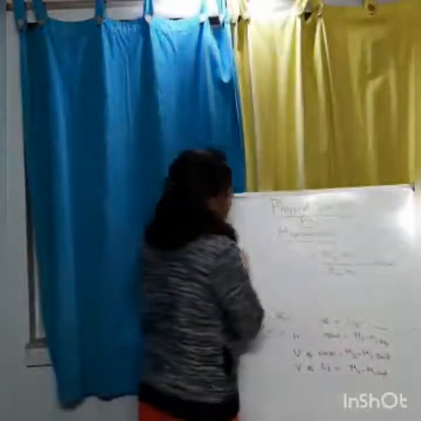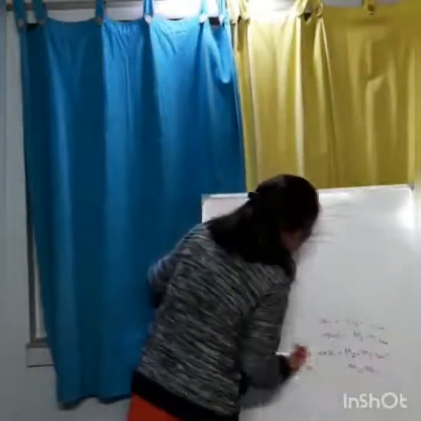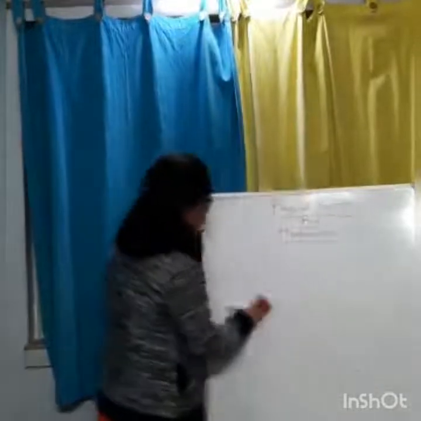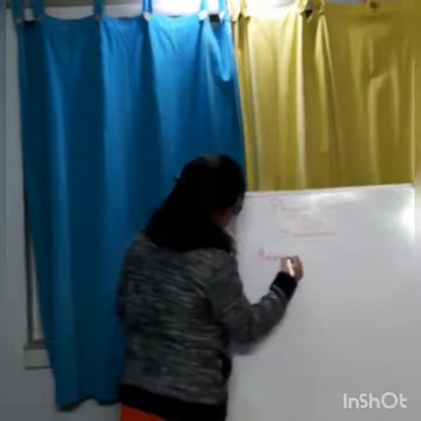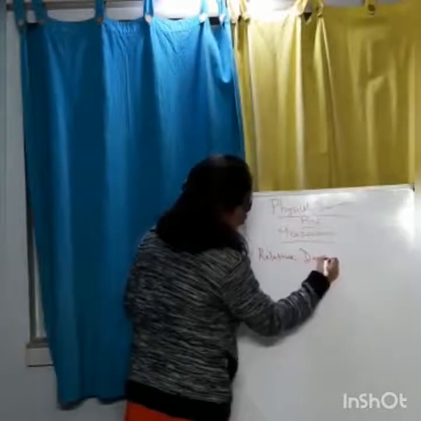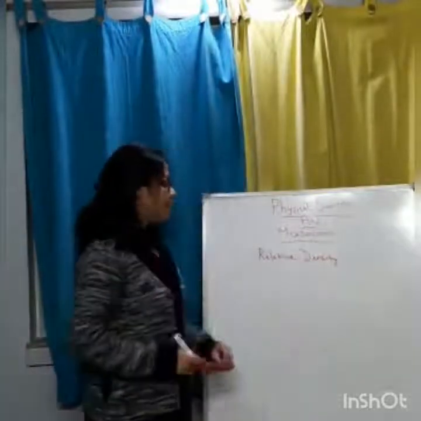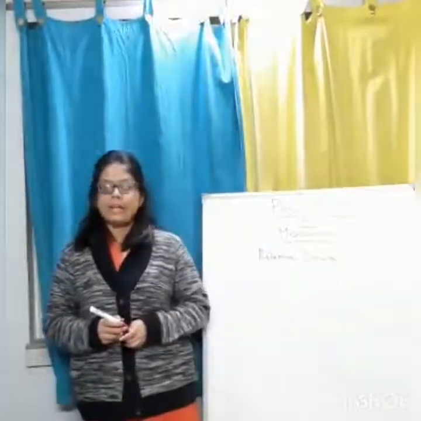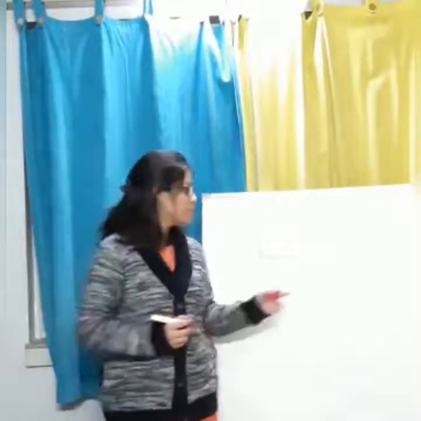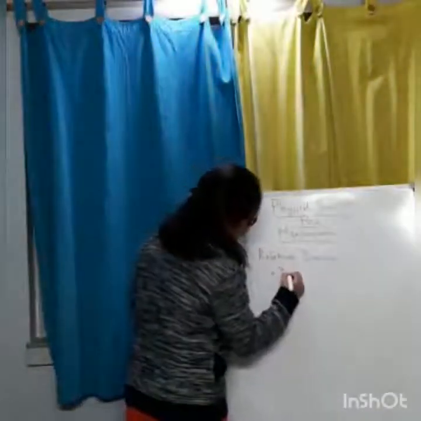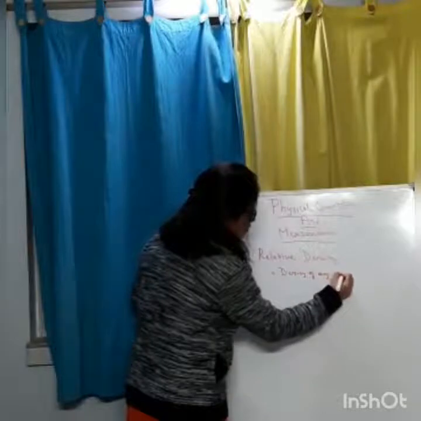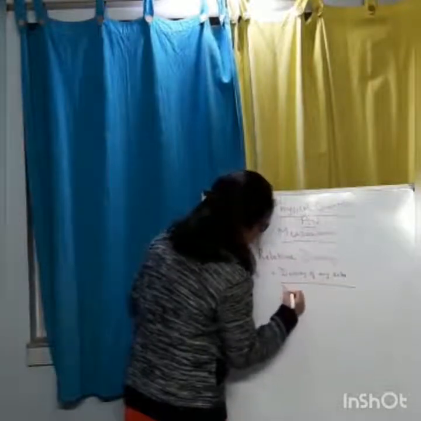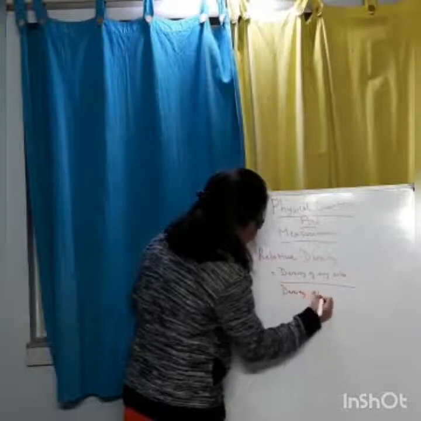So this is clear. Now the next topic that we will do is relative density. What is relative density? Relative density can be defined as the ratio of the density of any substance to the density of water. So, relative density is density of any substance divided by the density of water.